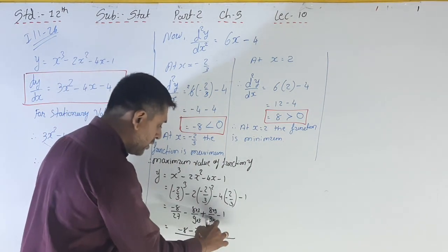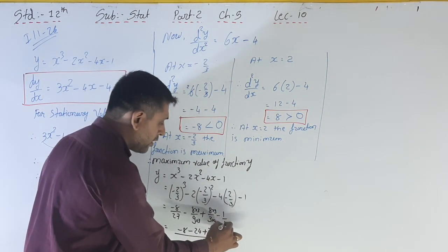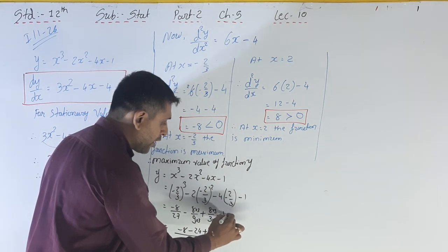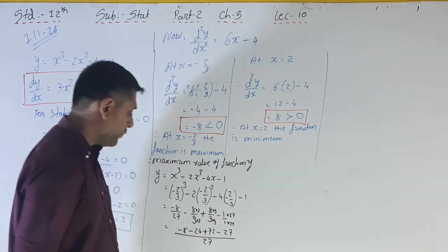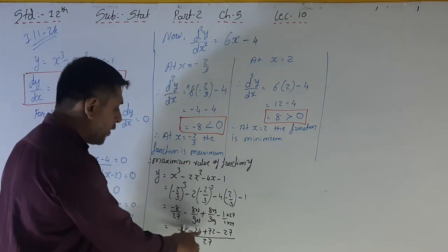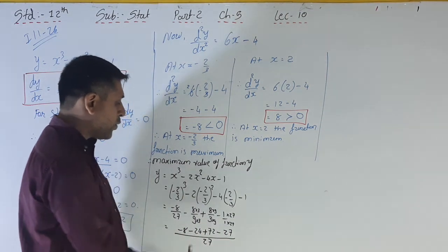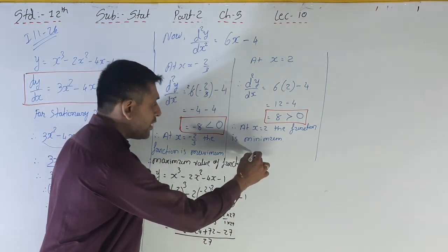And minus here we have to multiply, nothing is there, so 27. So again we have to multiply 27. So 27 ones are 27. So minus 8 minus 24 plus 72 minus 27 divided by 27.